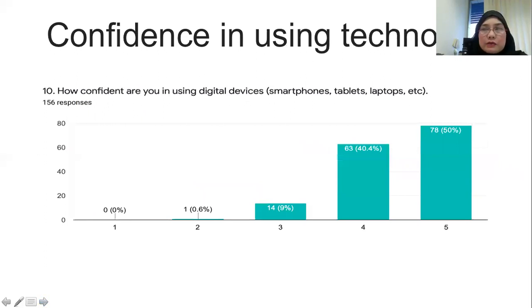Then I asked another related question for my study. I asked how they felt about using technology. From the respondents, about 50% say they are highly confident, because the rating was between 1 to 5. So about 50% of respondents say that they are very highly confident in using digital devices. 44.4% rated themselves as 4, and 9% rated themselves as 3. And only a very small number rated themselves as 2. So in terms of using technology, a very high percentage of the respondents are able to use technology.